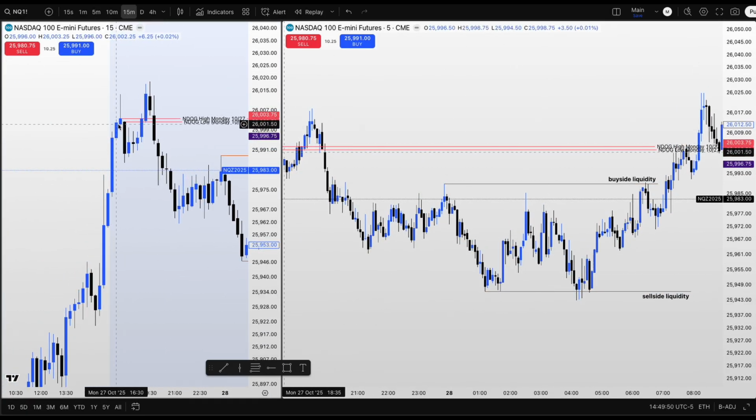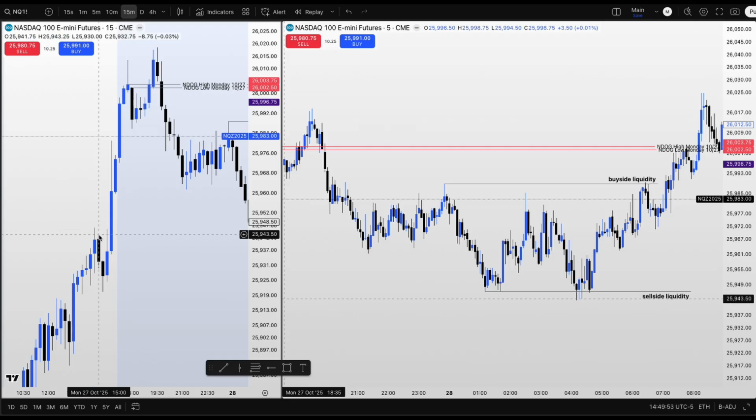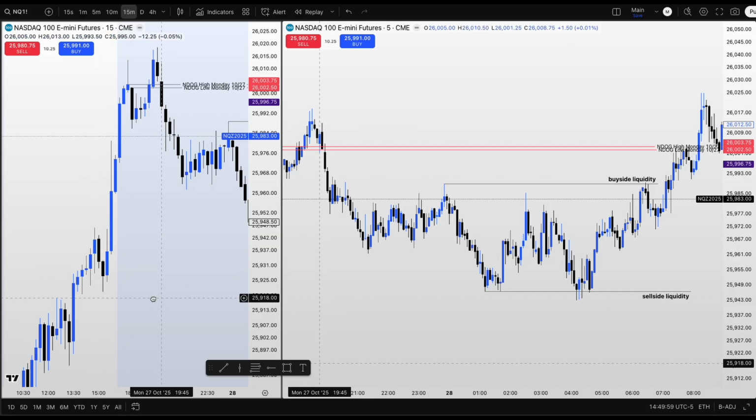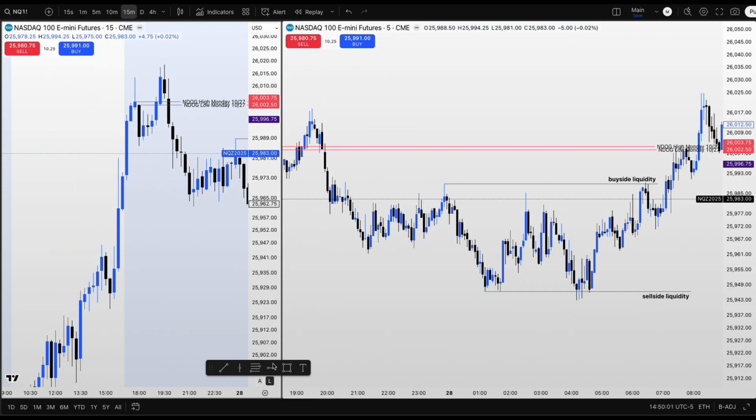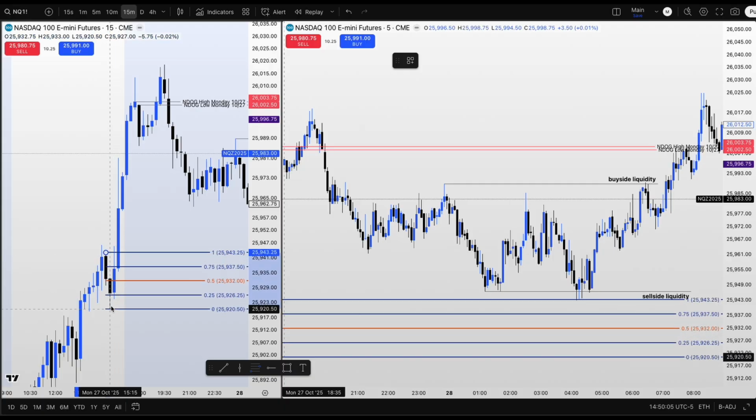If we look at the 15-minute chart here, we have a bullish order block that formed at 3 p.m. during the PM session on Monday. So that was what I was looking at here. We have these consecutive down close candles that form the bullish order block.